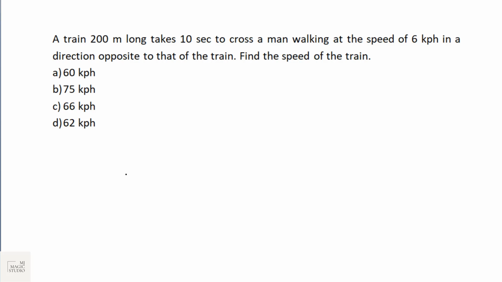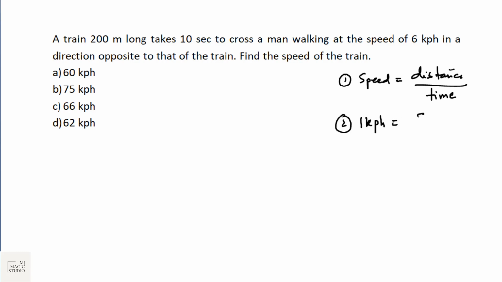Again, a classical take from time, speed and distance. You will get at least 1 to 2 questions in the round 1. A train 200 meter long takes 10 seconds to cross a man. We know that in time, speed, distance, the only thing which is applicable is first formula, speed is equal to distance by time. And we need to take care of the unit of measurement also. And 1 kilometer per hour is equal to 5 by 18 meter per second.